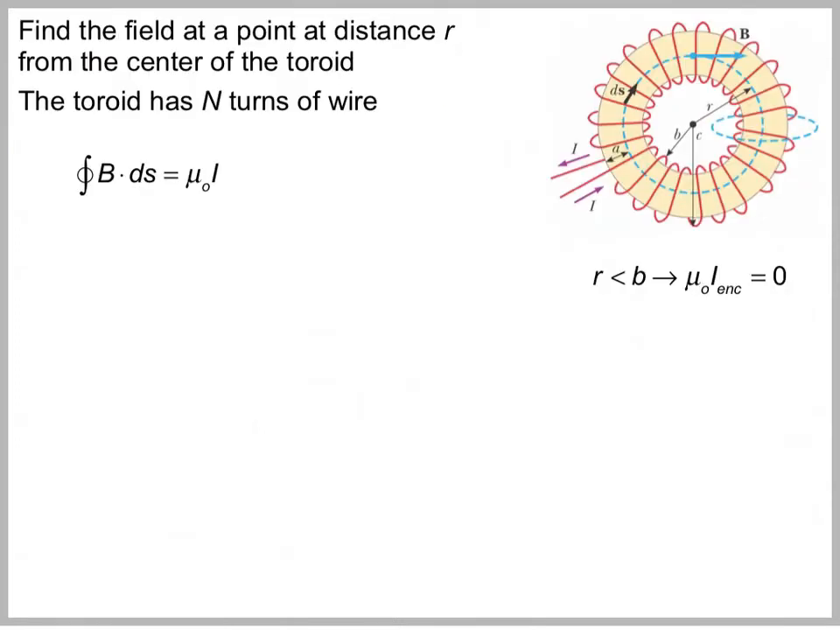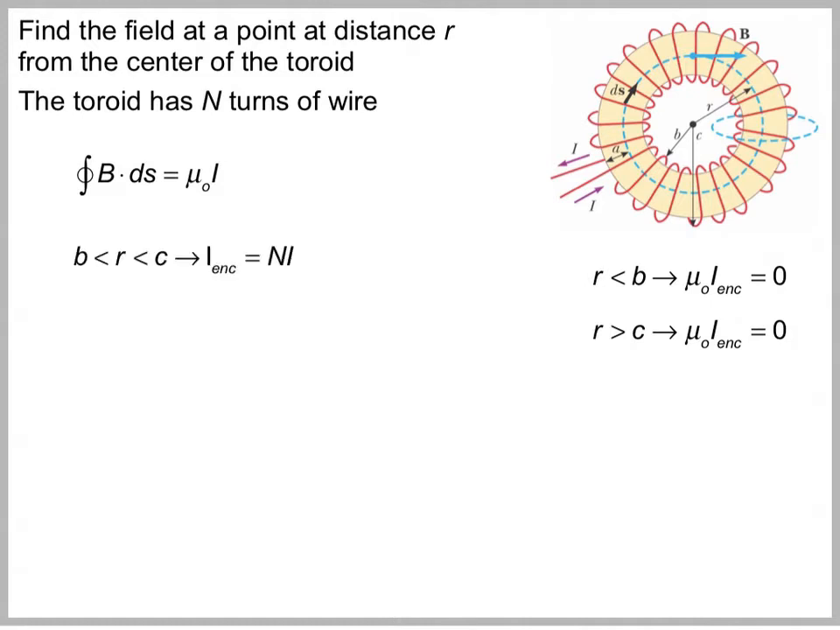So, when r is less than b, when it's in here, mu naught I enclosed is equal to 0. Because there's no current, there's no wire piercing a loop drawn in here. Similarly, out here, if I draw my Amperian loop, there is no current going through. If I draw the surface here, I'll have some current coming out, but it always goes back in. So the net current through my loop is 0.